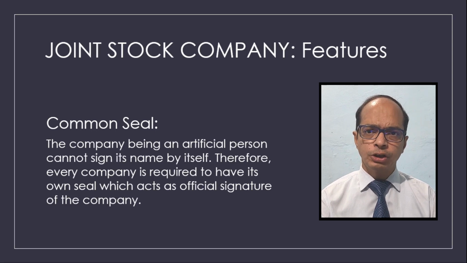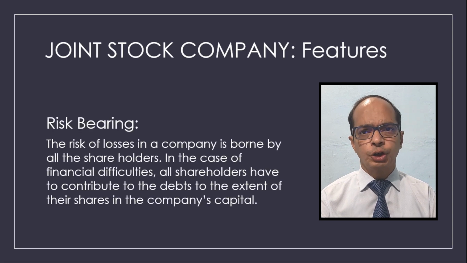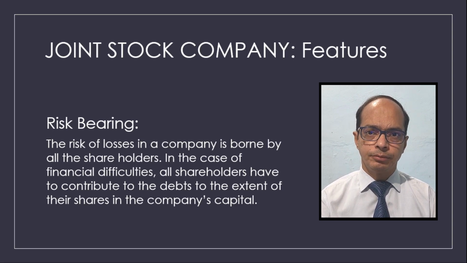And profit and loss of the joint stock company. What about that? Profit and loss of joint stock company is shared in the proportion of capital contributed by them. In case of profit, dividend is distributed amongst the shareholders. And in what proportion? In the proportion of shares held by them. Dividend is the part of the profit which is distributed among shareholders. In the same manner, in case of financial difficulties, losses also are borne by all shareholders in the proportion of shares held by them.